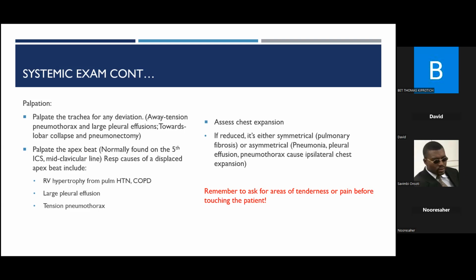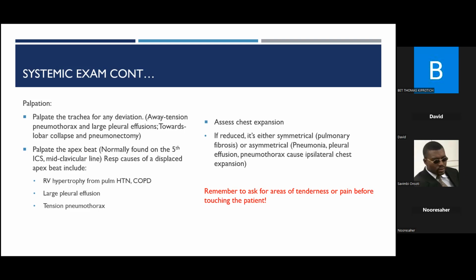In cases like pulmonary fibrosis, you notice a reduced expansion on the affected side. It would be asymmetrical. Any consolidation would bring about asymmetrical reduced chest expansion on the affected side. After you've checked for relative chest expansion, now you check for absolute chest expansion. This is where the measuring tape comes in handy. You ask the patient to lift up a bit, let the tape measure go around, ask them to breathe in, breathe out, and then notice the difference in the expansion. Normal is about 5 centimeters.